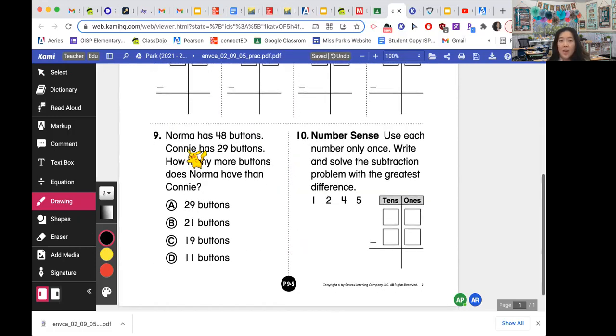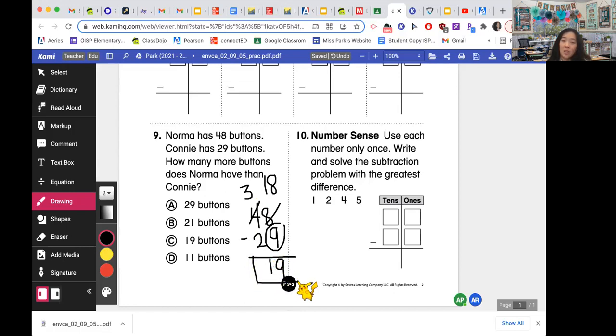Okay. Number 9, Norma has 48 buttons. Connie has 29 buttons. How many more buttons does Norma have than Connie? So you're going to put the larger number on top and we're going to subtract. But 8 is smaller than 9. So what do we need to do? Regroup. More on the floor. Go next door and get 10 more. So 8 becomes an 18 and 4 becomes a 3. 18 minus 9 is a doubles fact, so 18 minus 9 equals 9. 3 minus 2 equals 1. So your answer is 19.